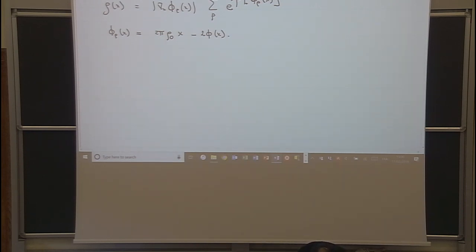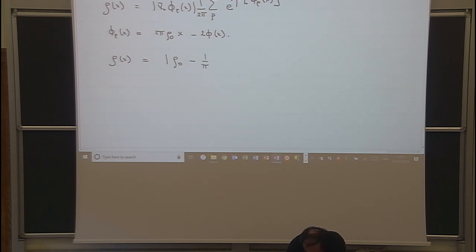I can rewrite my density, rho of x, as what? Oh, sorry, there is a normalization here which I should have put, which is 1 over 2 pi. Again, that's fixed. So the first term is essentially 2 pi rho 0 divided by 2 pi. So this is rho 0 minus 1 over 2 pi gradient of phi, and so on.